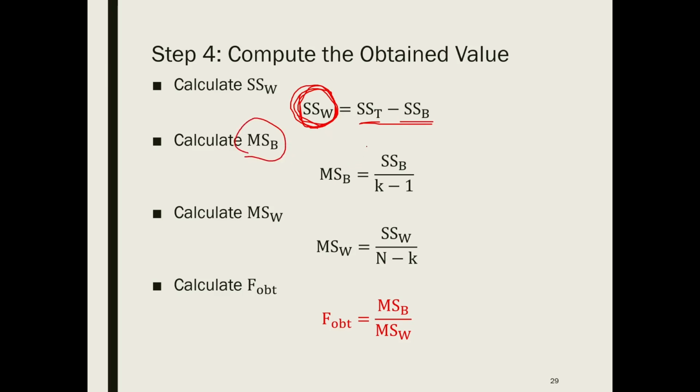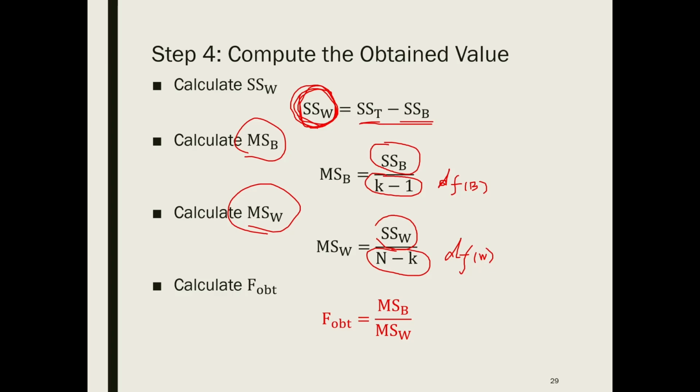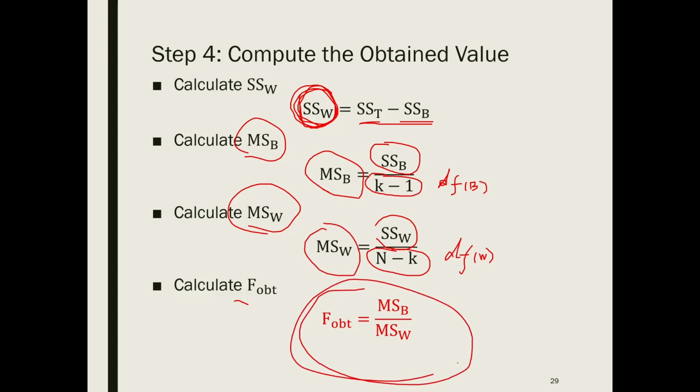So the MSB will be the SSB, the between variance, divided by the DF, the degree of freedom between groups. And the MSW, the mean of within group, is the within group variance divided by the DFW, the degree of freedom within groups. Like we talked about before, the F-test is really a ratio. Ratio means you use the MSB divided by the MSW. So this is the final F obtained.